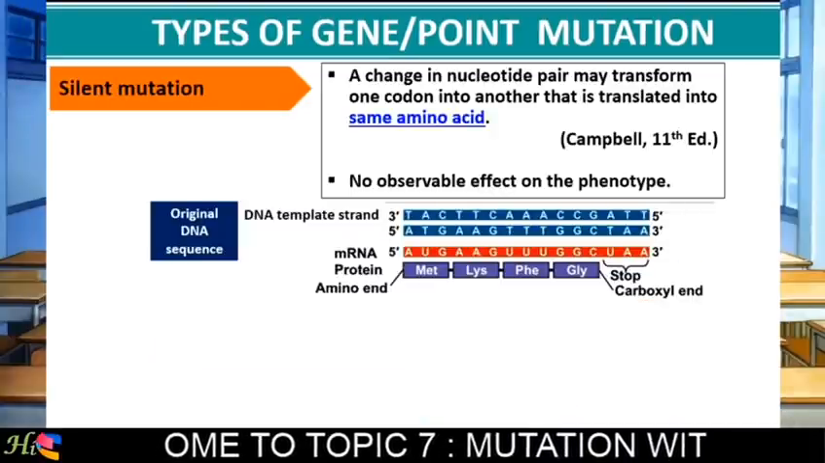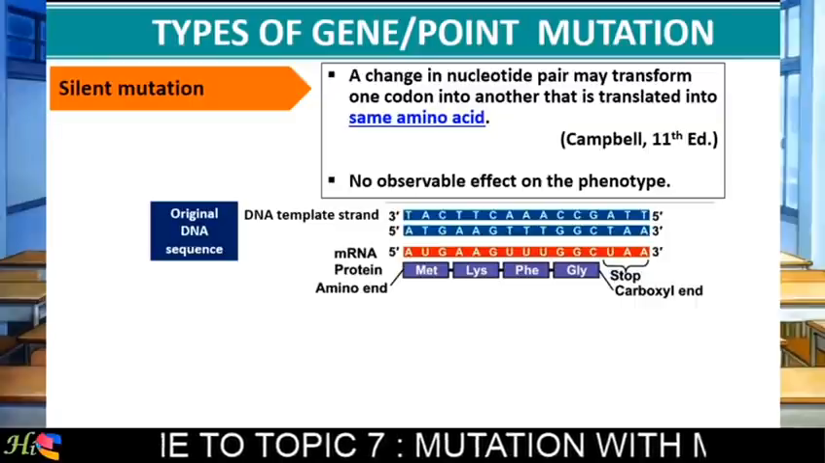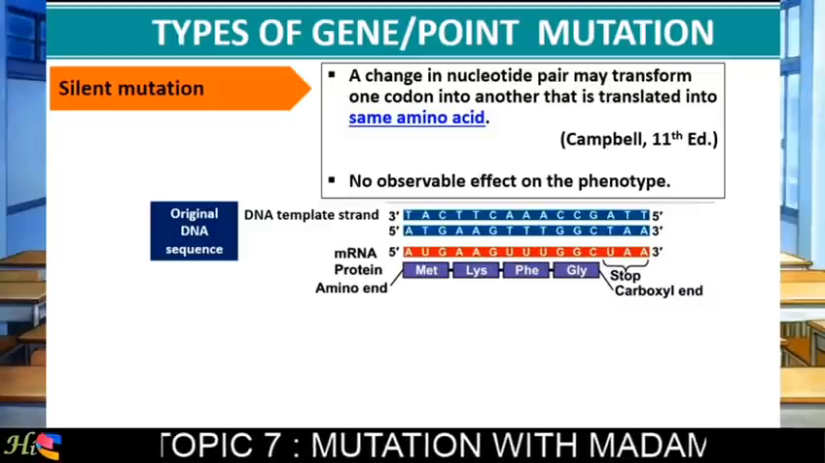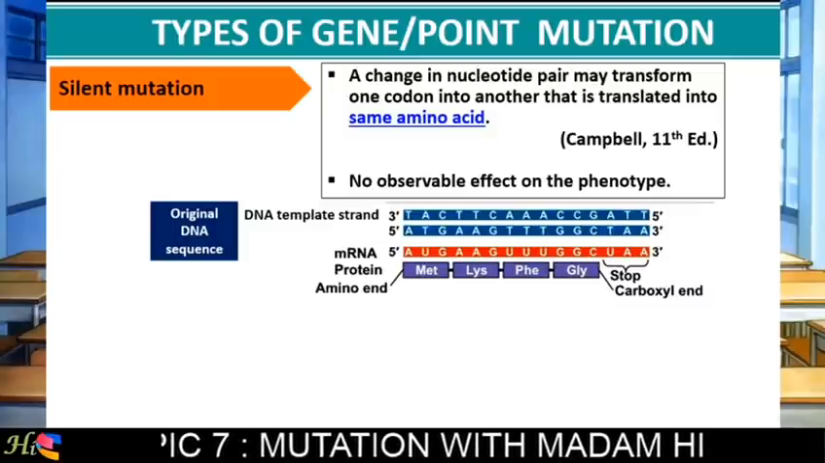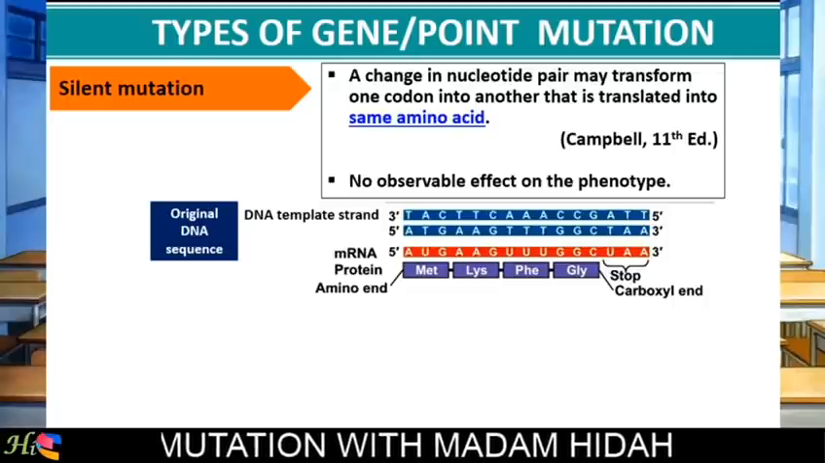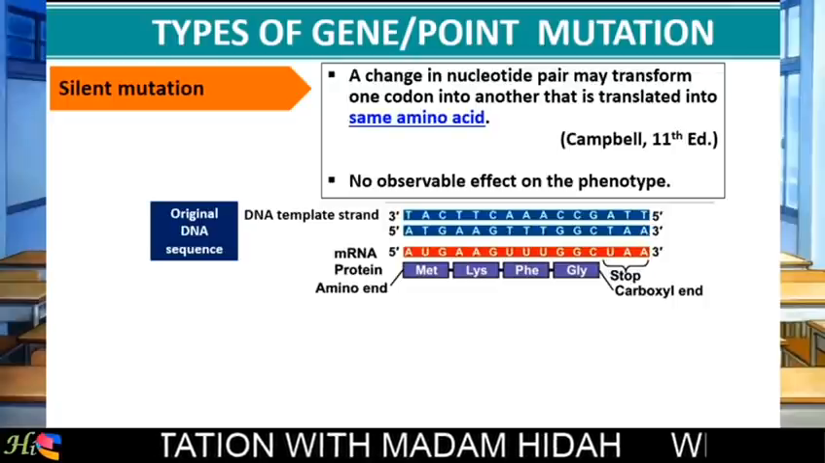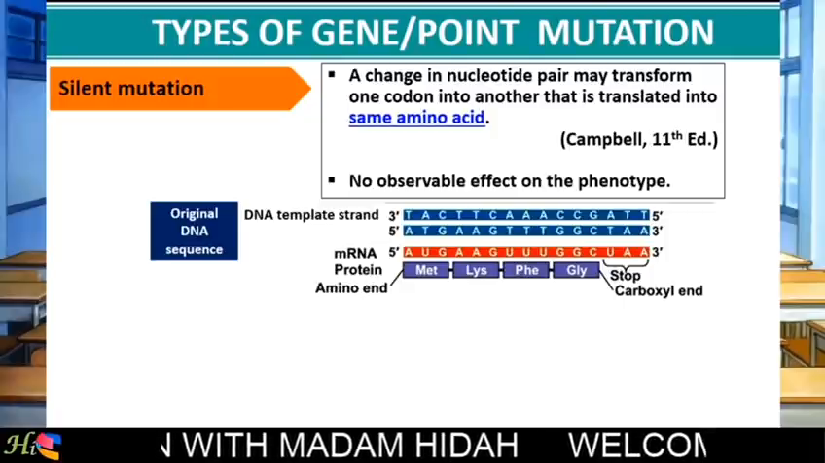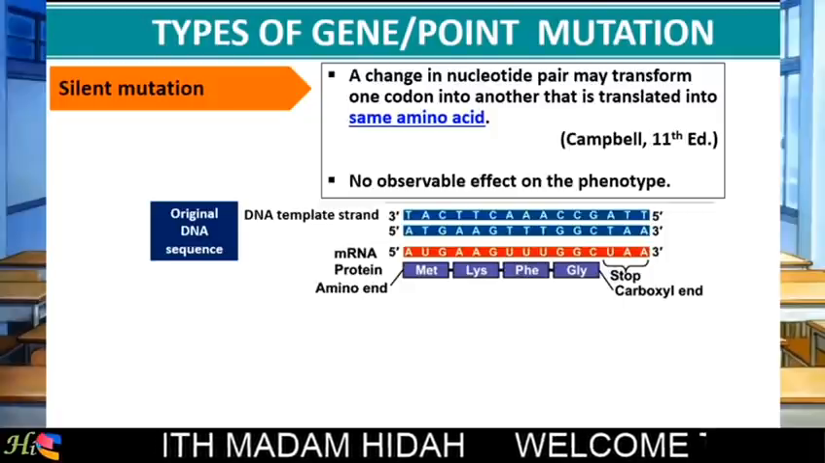Silent mutation has no observable effect on the phenotype because it changes the nucleotide pair in the DNA base sequence and transforms one codon into another that is translated into the same amino acid. This happens due to the redundancy property of the genetic code, which means one amino acid can be coded by several codons.